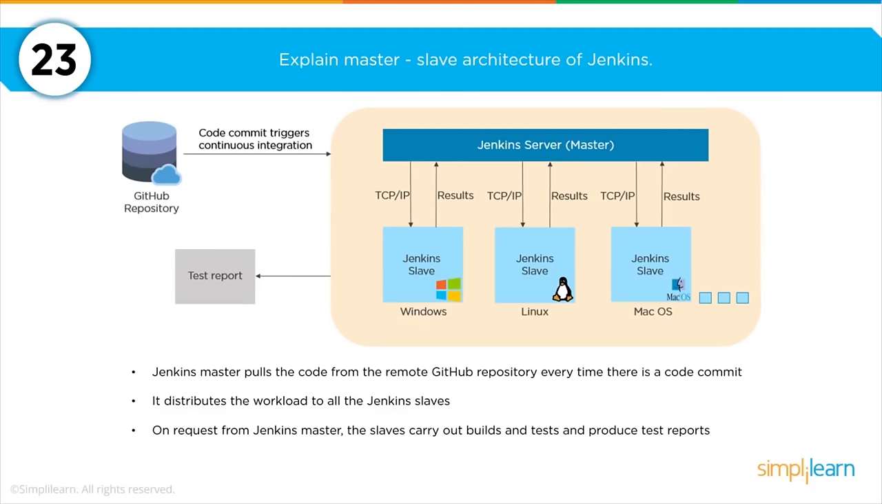It will distribute the workload of that code and the tests that need to be applied to that code to all of the Jenkins slaves. And then on request, the Jenkins master and the slaves will carry out all the builds and tests to be able to produce test reports.